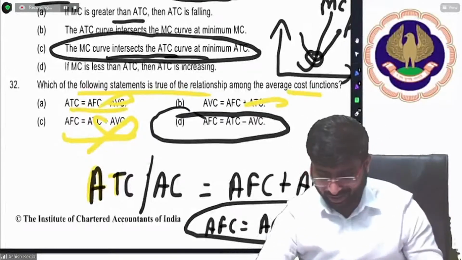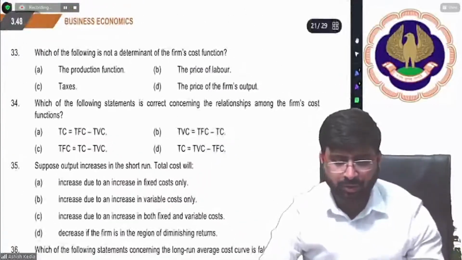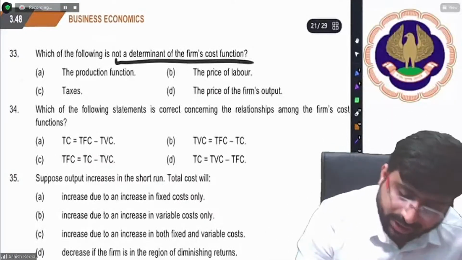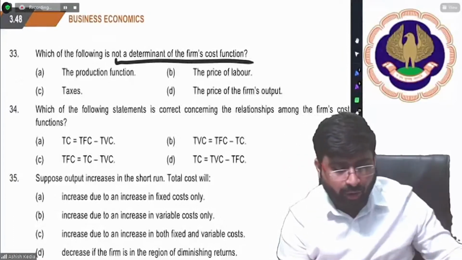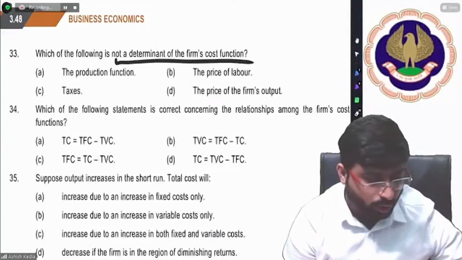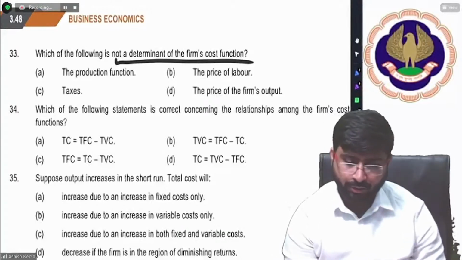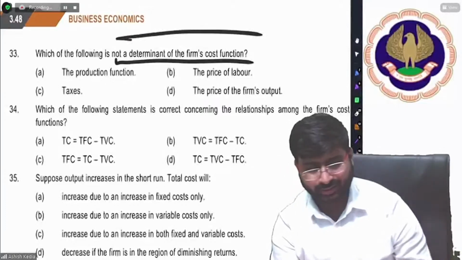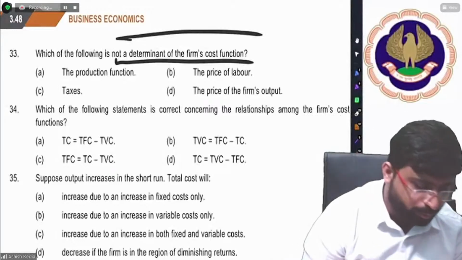Sir, we understood it. Absolutely fantastic. Now let's talk about the next one. Which of the following is not a determinant of the firm's cost function? Mind you, they are telling not. Which of the following is not a determinant of the firm's cost function? That is not useful in calculating the firm's cost.